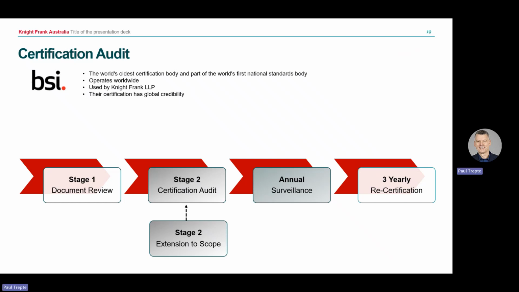Once you have certification, then we go into annual surveillance visits. These are limited audits, they're less time, and the auditors just check in that we're still maintaining our system. And at the end of a 3-year period, you have to do a recertification, which is basically a whole repeat of the stage 1 and stage 2 audit process. Certification audits tend to work in that 3-year audit cycle.